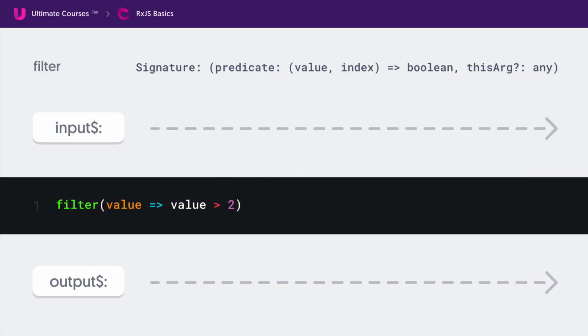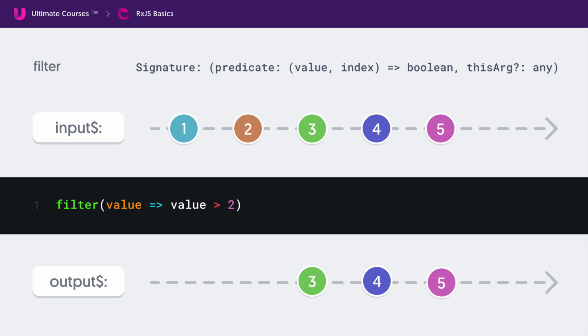The filter operator emits only the values you are interested in based on whether the function you provide returns true or false for each value emitted from the source observable. Filter, along with map, are two of the most used operators in RxJS.